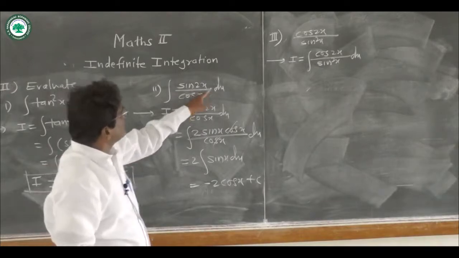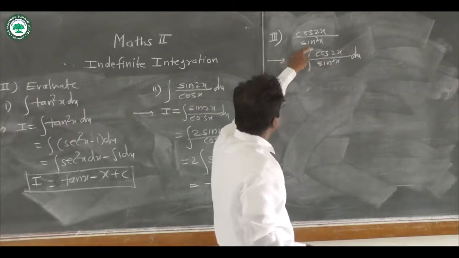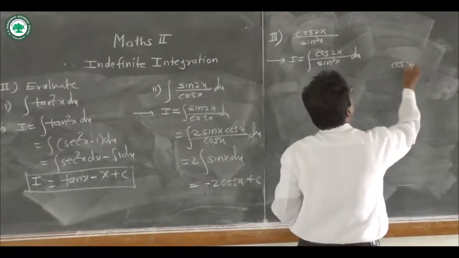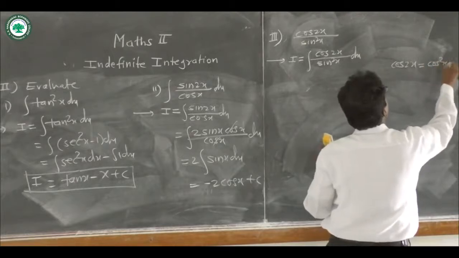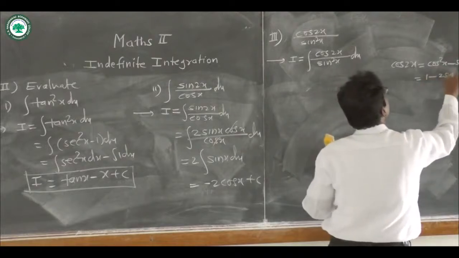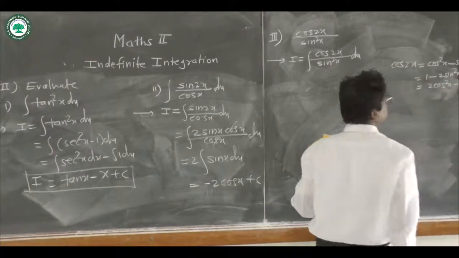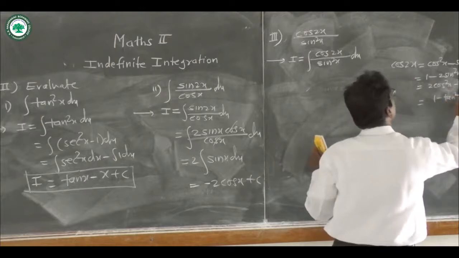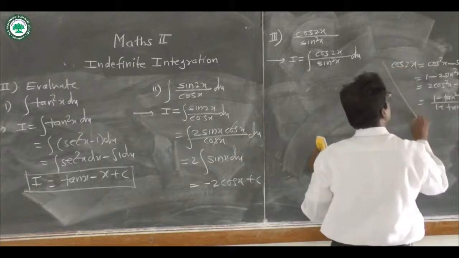Now here the problem is cos of 2x upon sin square x. Now we put the formula for cos of 2x. Which are the formulas for cos of 2x? Cos of 2x is equal to cos square x minus sin square x, the first formula. The second formula is 1 minus 2 times sin square x. The third formula is 2 times cos square x minus 1. The fourth one is 1 minus tan square x upon 1 plus tan square x. These are the 4 formulas for cos of 2x.